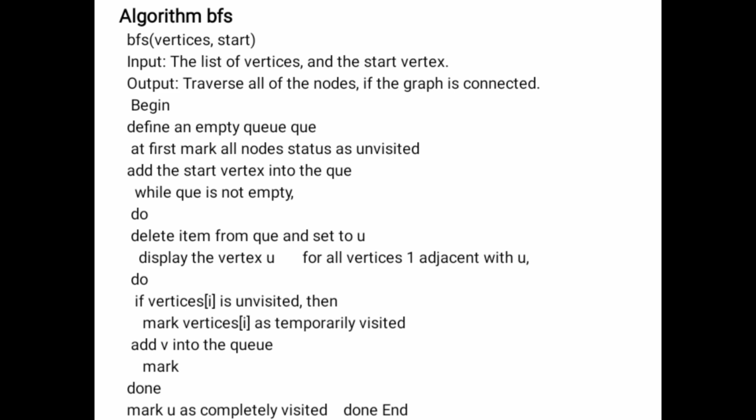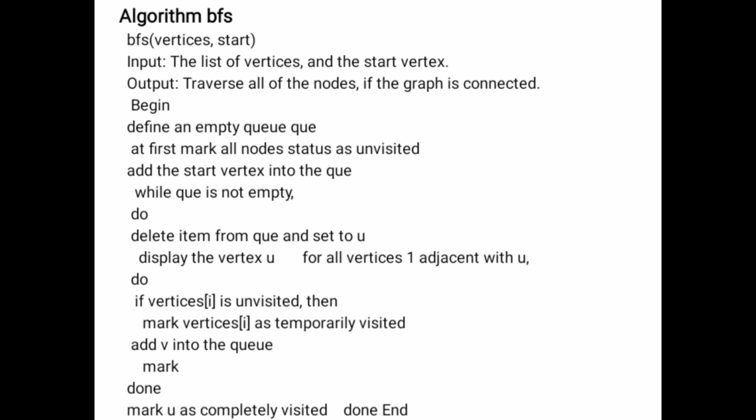Here, BFS takes vertices and start as input: the list of vertices and the start vertex. The output is traversing all of the nodes in BFS if the graph is connected. So we'll begin with an empty queue, and at first mark all the node status as unvisited. Add the starting vertex into the queue, and while the queue is not empty, we delete the least recently inserted node from the queue and set it to U.